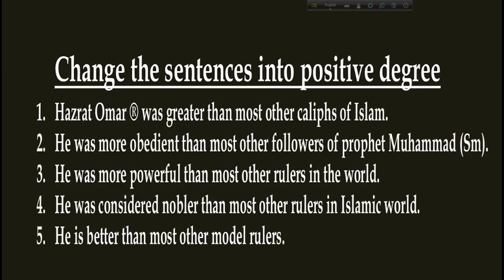Number 1, Hazrat Umar radiallahu anhu was greater than most other caliphs of Islam. Number 2, he was more obedient than most other followers of Prophet Muhammad sallallahu alaihi wasallam. Number 3, he was more powerful than most other rulers in the world. Number 4, he was considered nobler than most other rulers in the Islamic world. He is better than most other model rulers. Dear learners, just practice it yourself.